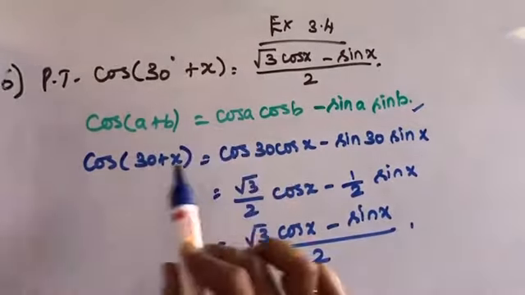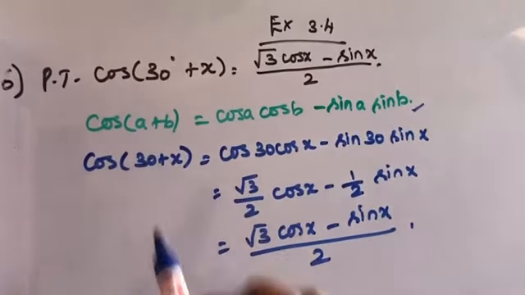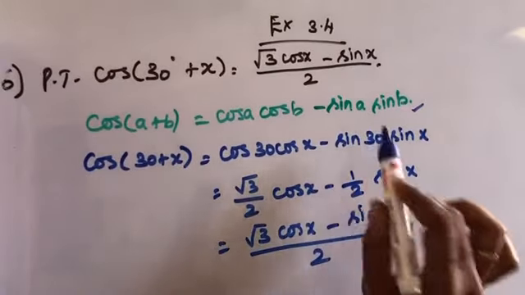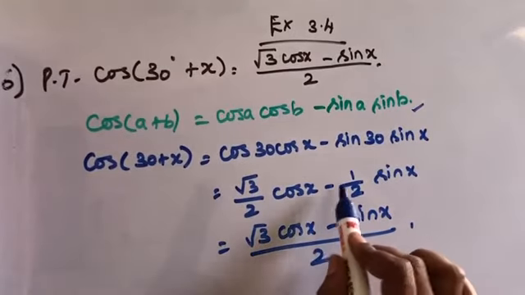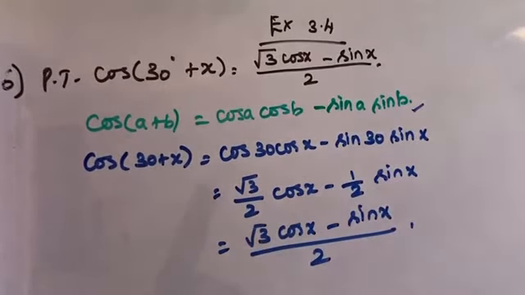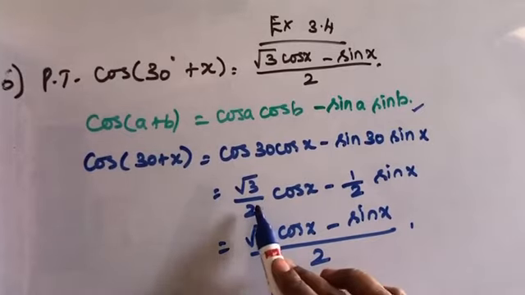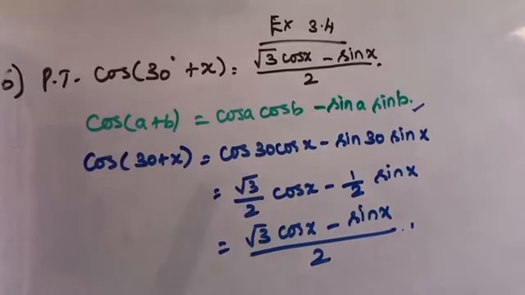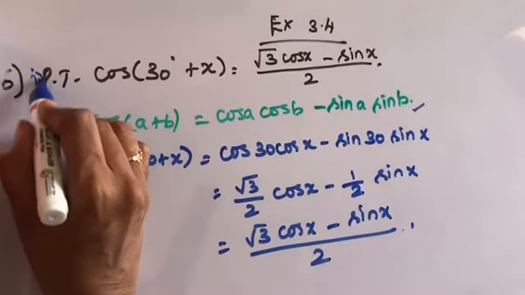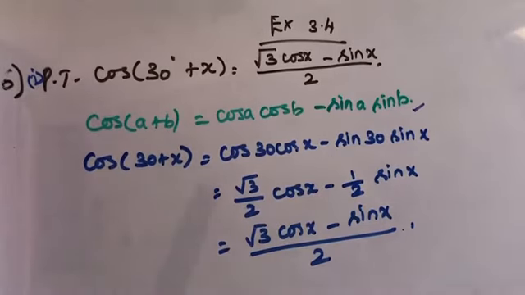So, cos 30 plus x. In the place of A we have 30 and in the place of B we have x. So, cos 30 cos x minus sin 30 sin x. Cos 30 is root 3 by 2 cos x minus sin 30, that is 1 by 2 sin x, that is root 3 cos x minus sin x. Here I can take 2 as LCM, so divided by 2. That is what we have to prove. This is the first part in the sixth problem. The second part and third part you have to do as your homework.